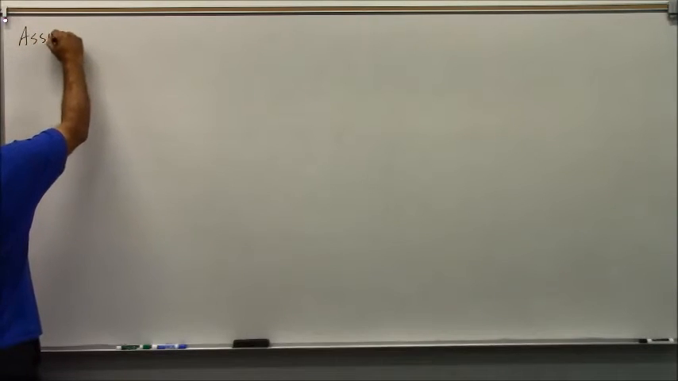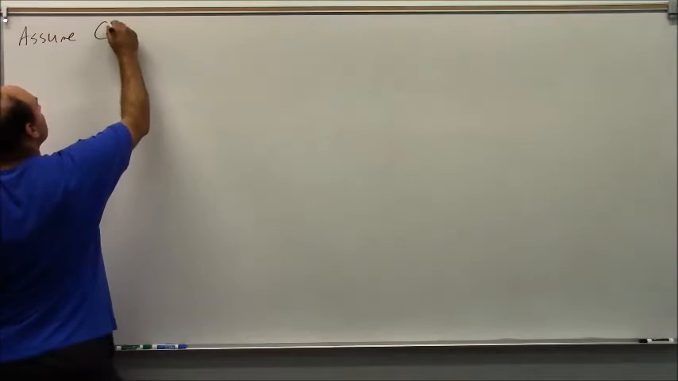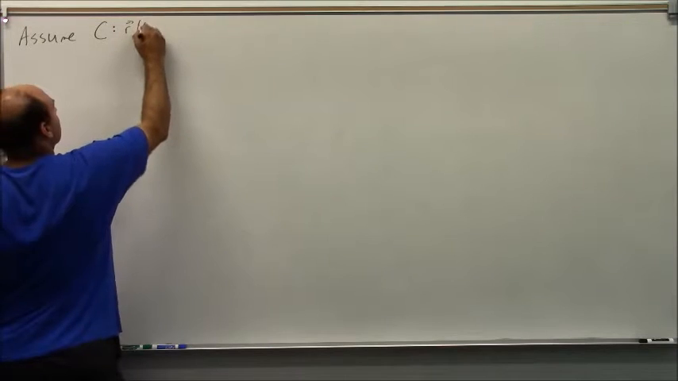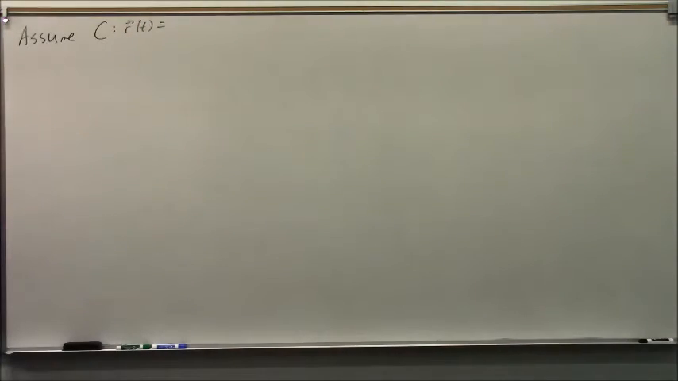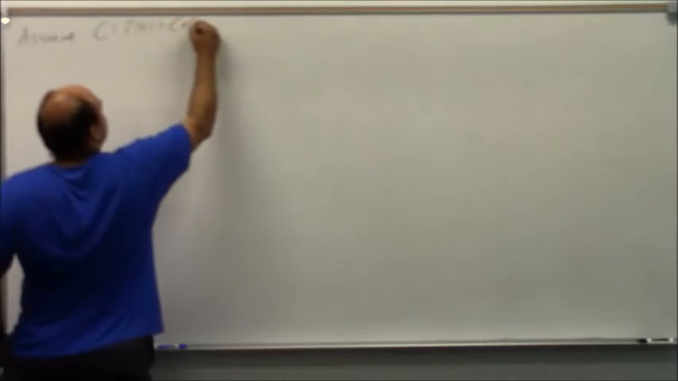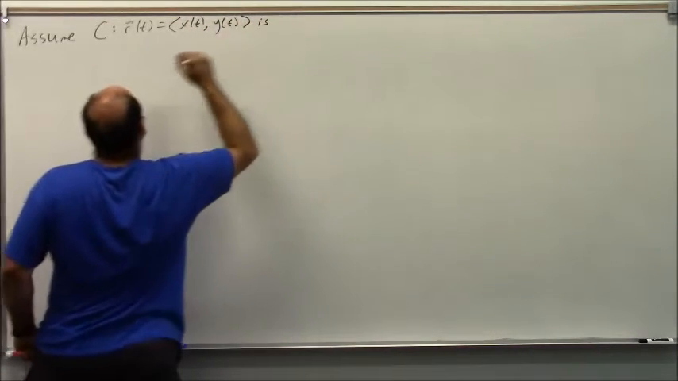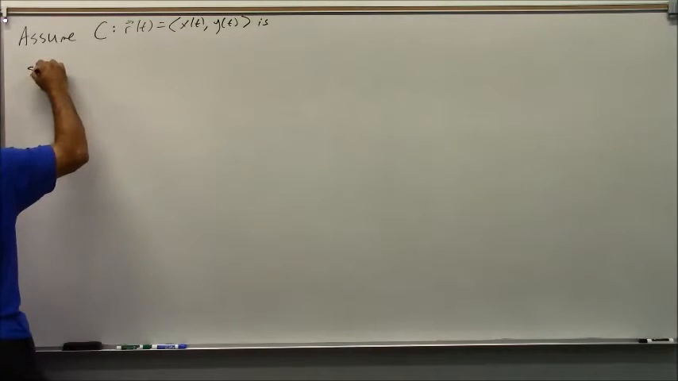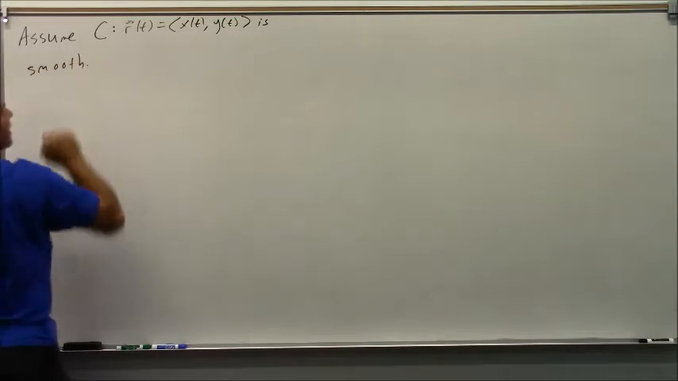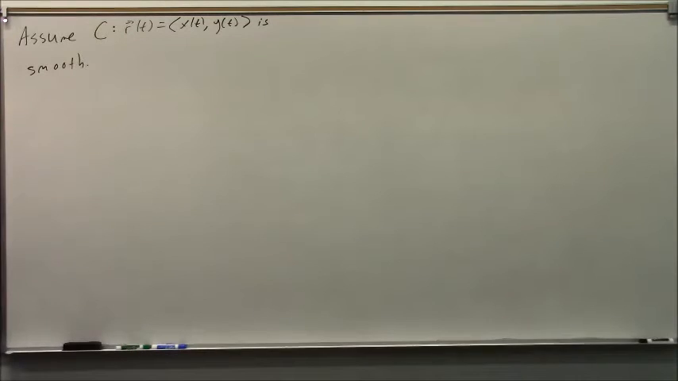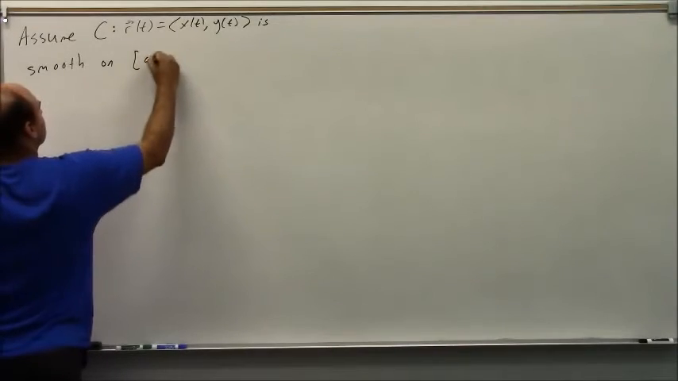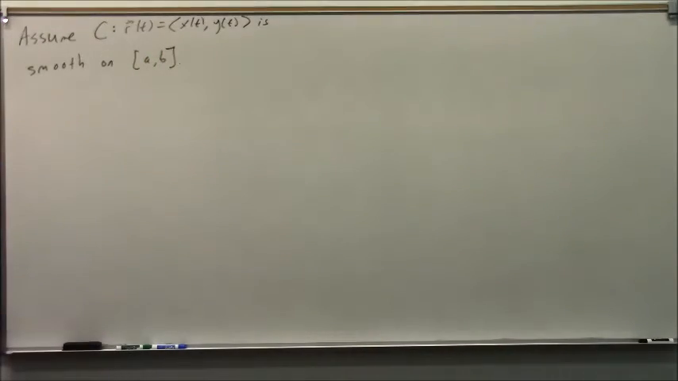Let's assume that C, r of t equals x of t, y of t, is a smooth curve. So remember, that means that the derivative of r exists and is continuous, and smooth on this closed interval a, b. So r prime is continuous and non-zero. That's the other condition.